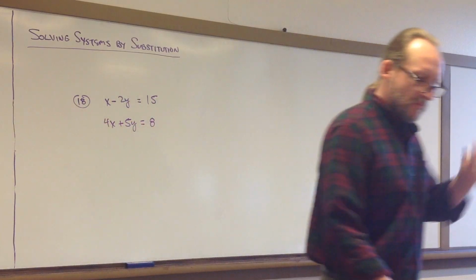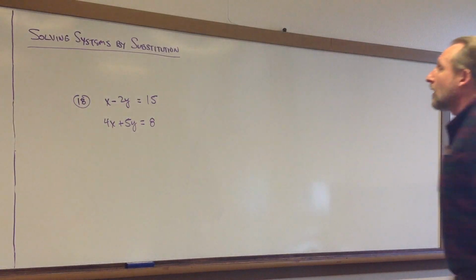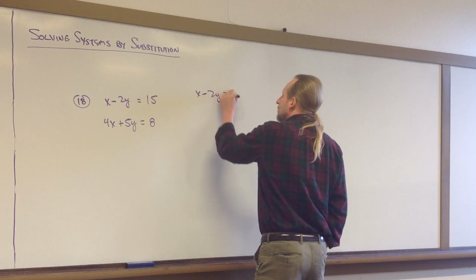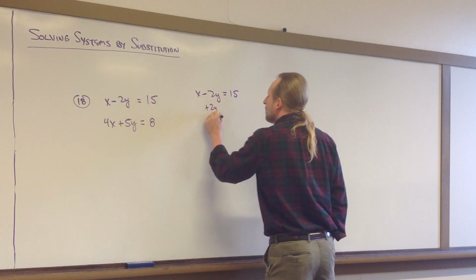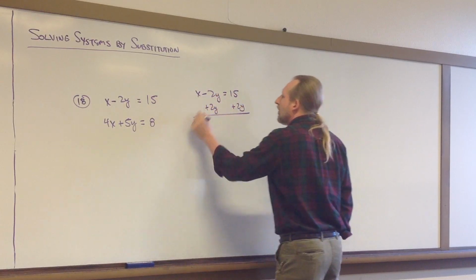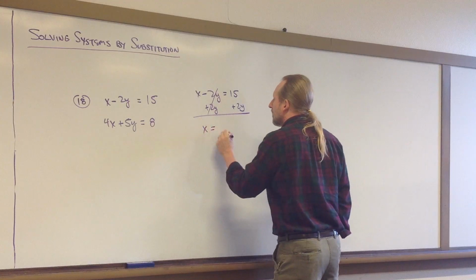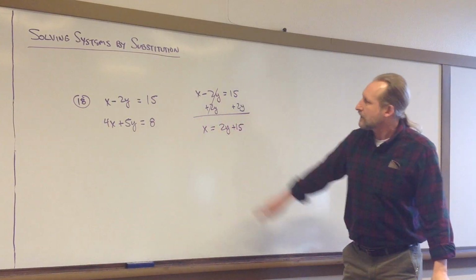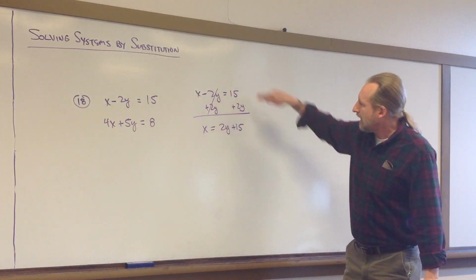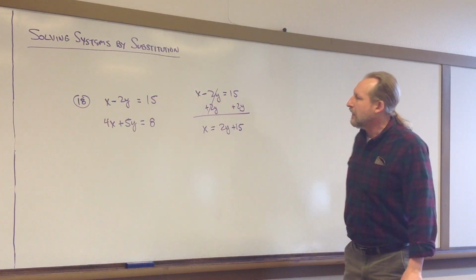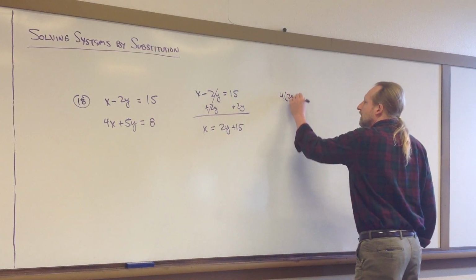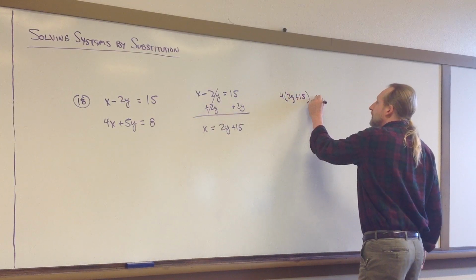Okay. So, well, this is nice here. After that last equation, you can see sometimes the difficulties we have if we have a variable that has a coefficient in front of it. And so I'll just get the x by itself here by adding 2y to both sides. X is 2y plus 15. And then I'll plug that into the second equation.